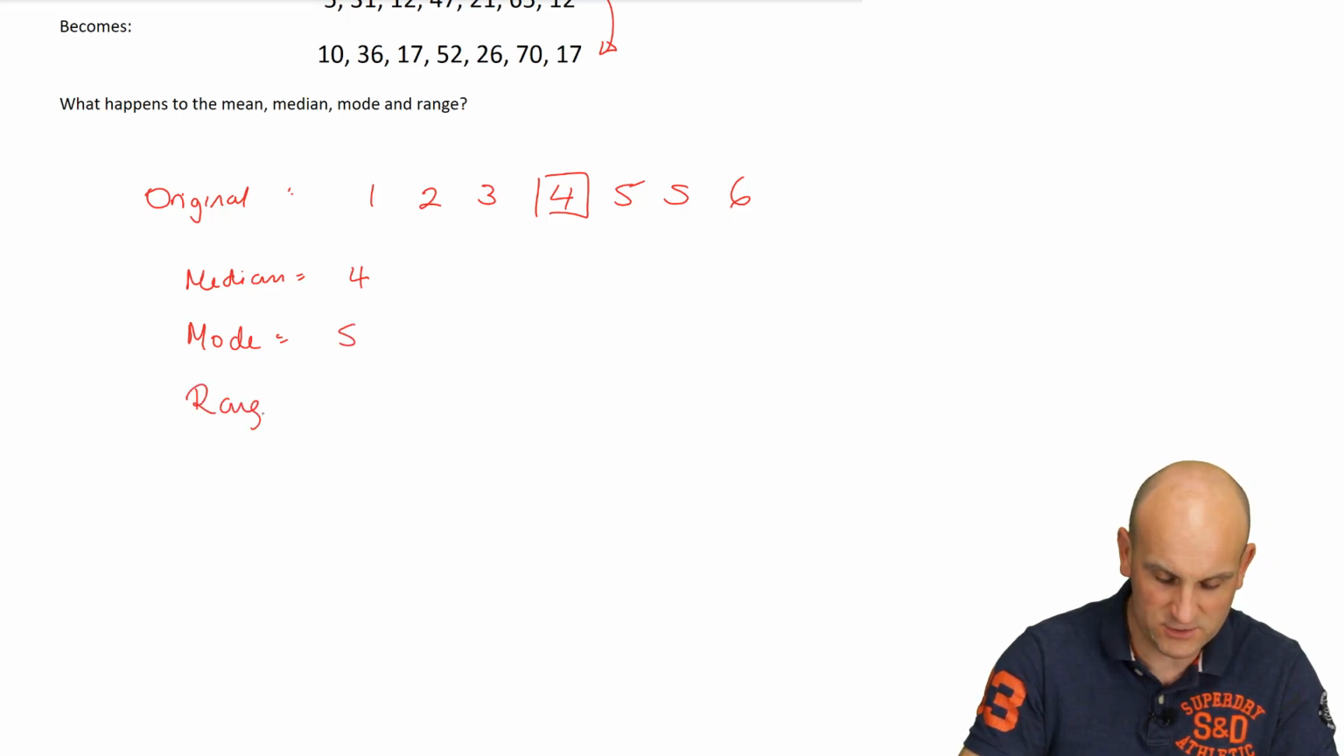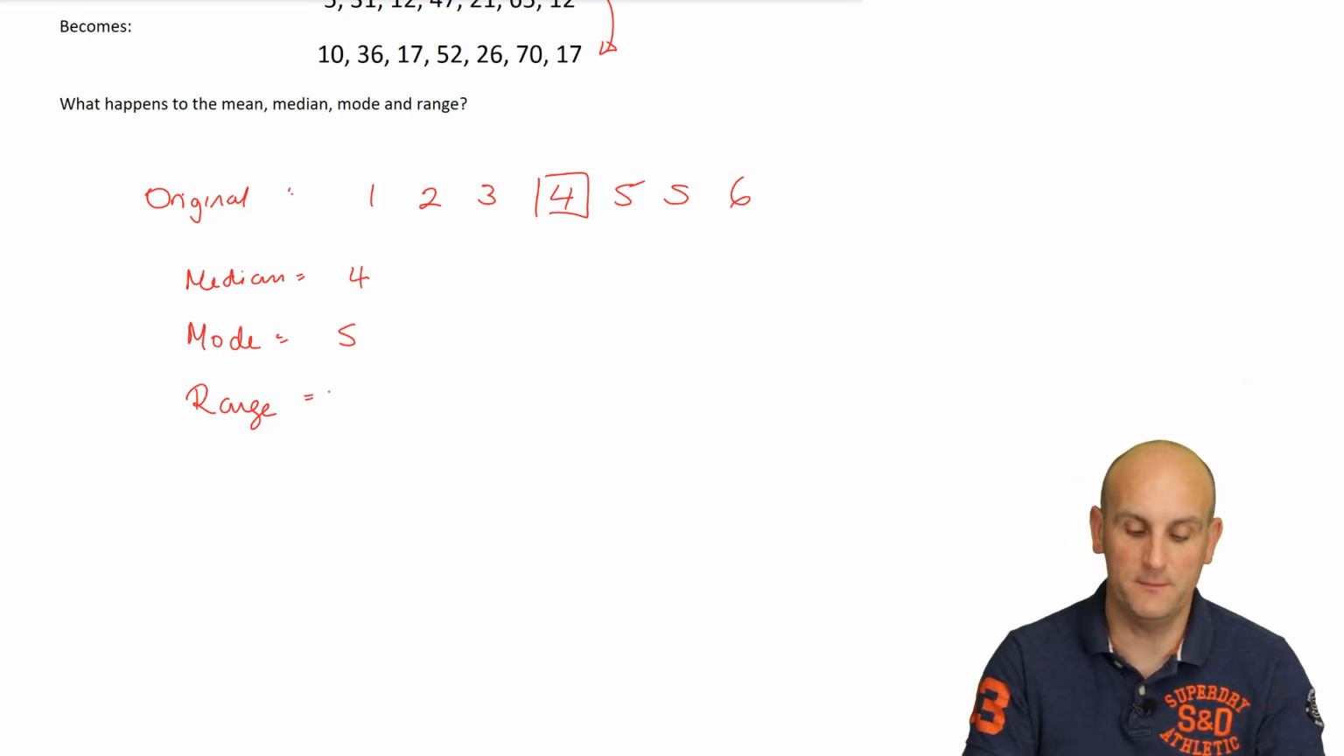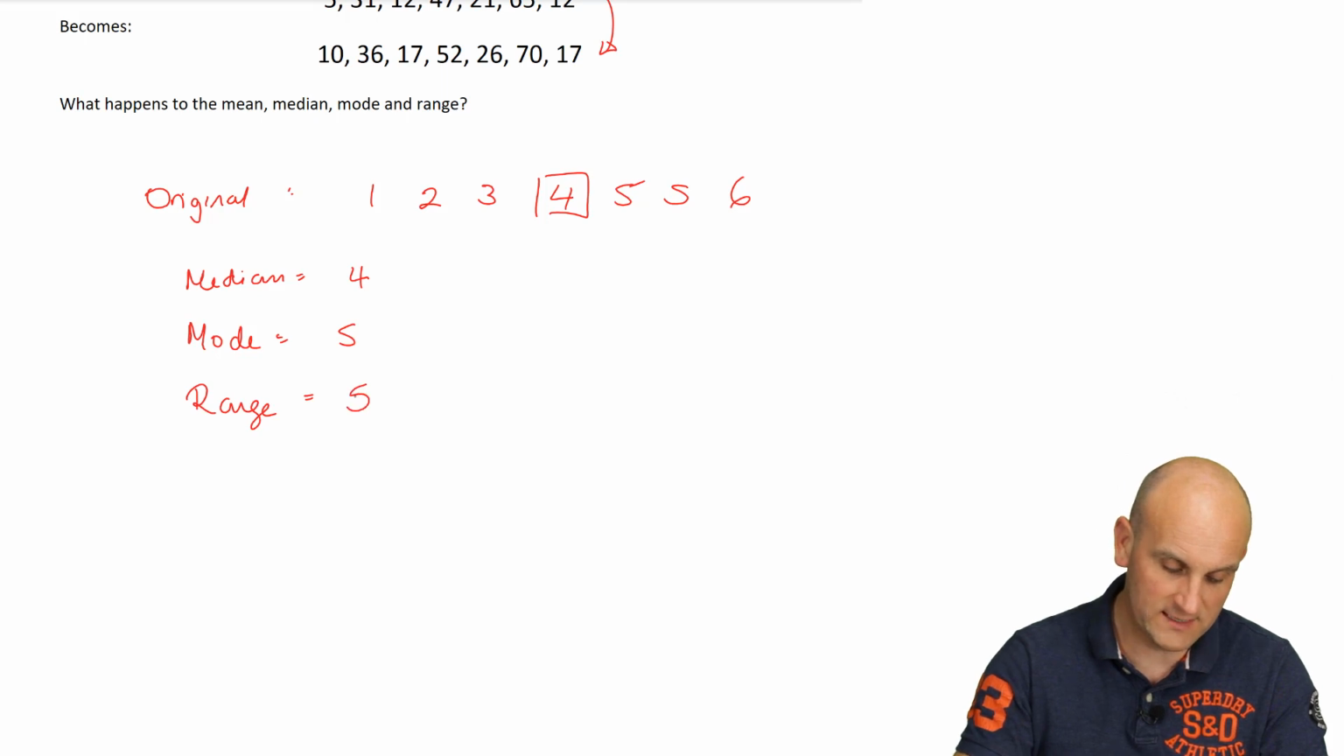What is my range? Well, the range is the biggest number take away the smallest number. My biggest number, as you can see, is 6. My smallest number is 1. So again, my range is 5.